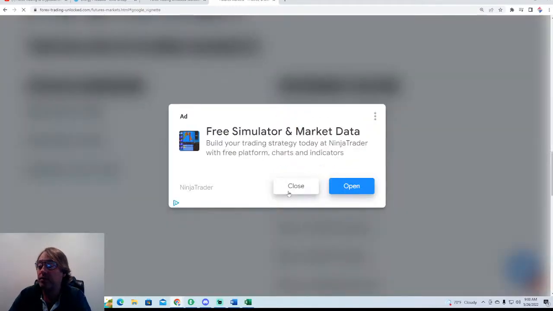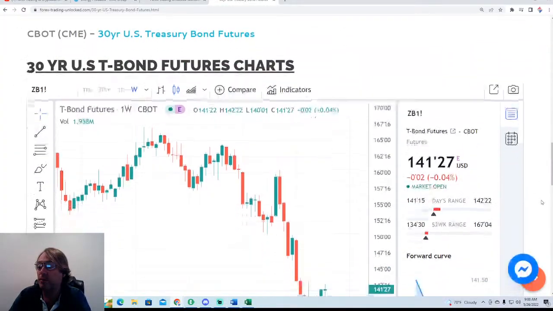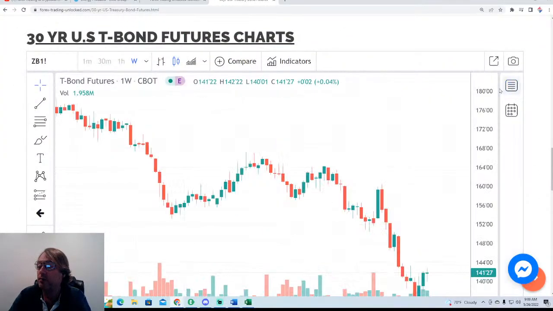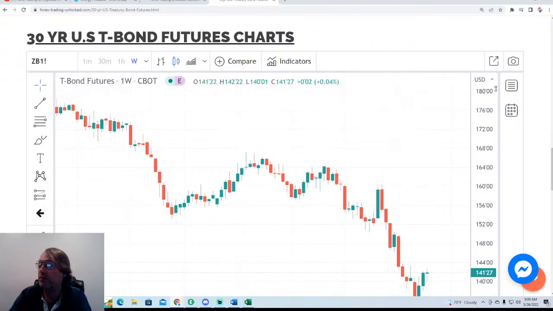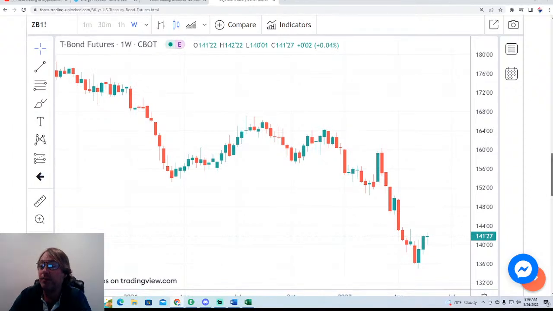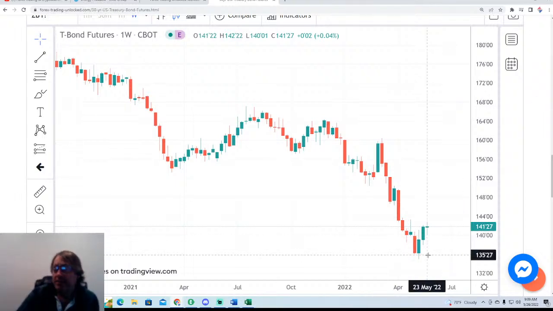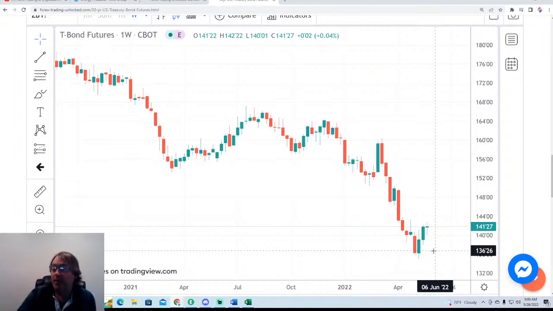But here we go to the 30-year futures, and here we can pull up a chart. Now, if you aren't a futures guy or woman, you don't really need to be, but you do need to pay attention to where the 30-year and the 10-year go if you're a currency trader. So on a weekly basis, we had a buy signal in the interest rate quadrant a couple weeks ago, and so far we've had nice follow through to the upside.